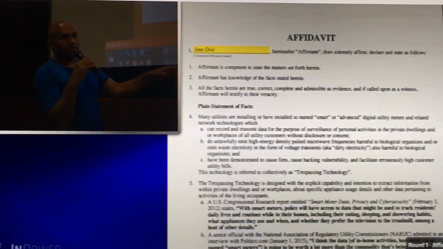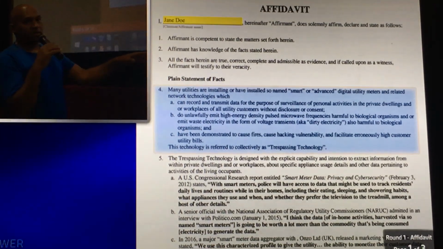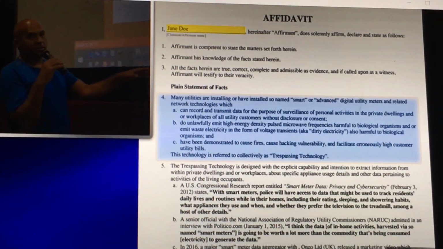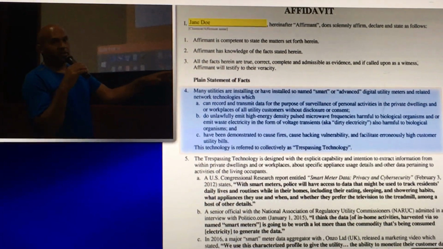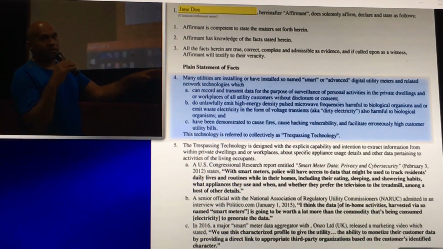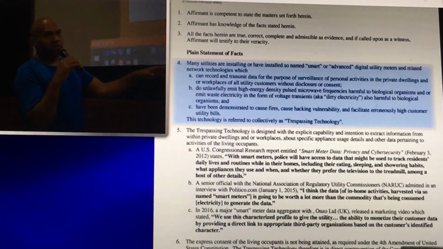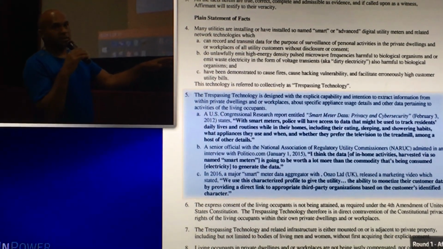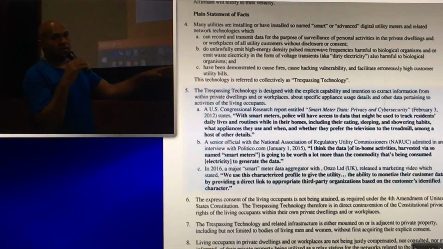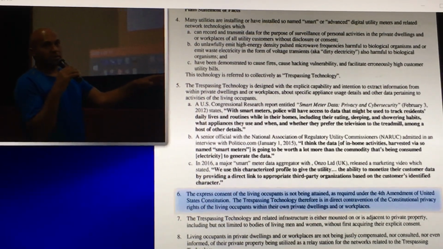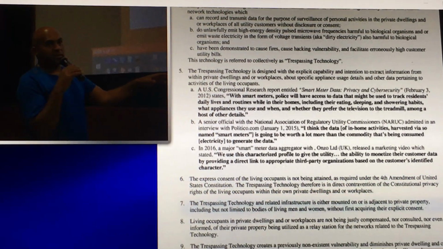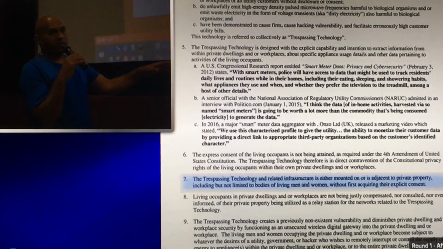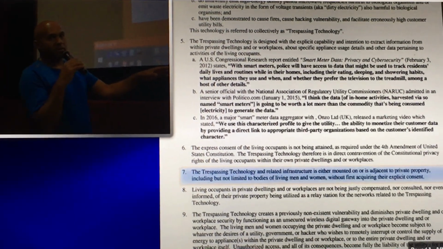Feel free to pause this or print out the document template for yourself, but we'll just give an overview of the content. Point 4 states the facts of the smart utility meters, that they can unlawfully record and transmit data, that they emit pulsed microwave frequencies that harm life, and that they have been demonstrated to cause fires and other harms. Point 5 includes specific admissions of the intention to collect and market surveillance data with this technology. Point 6 states that this is a violation of our Fourth Amendment rights. Point 7 says that the location is on or adjacent to private property without explicit consent.